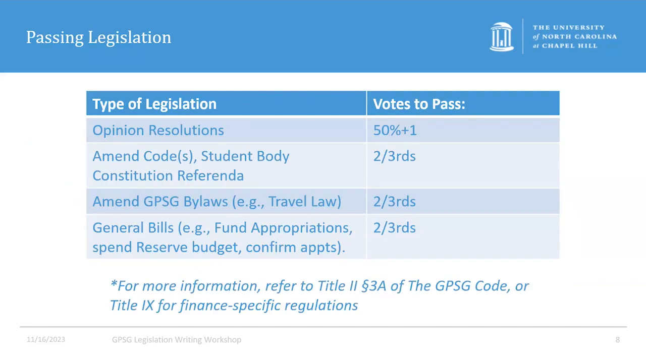One thing to know about passing bills or any kind of legislation is that they have different requirements for the number of people that have to vote in favor in order for them to pass. This doesn't come up too frequently, and it's generally me or Lauren, the president pro tem, who would be paying attention to this. But something to keep in mind is that if you do want to amend the code, amend bylaws, or do general bills, it has to have a 2/3 majority to pass.